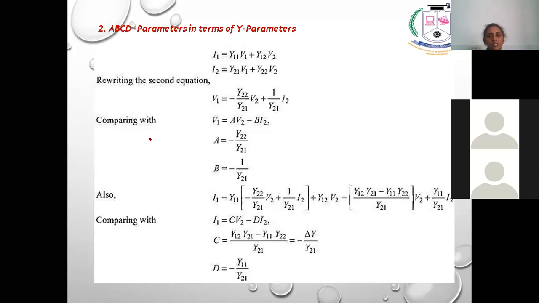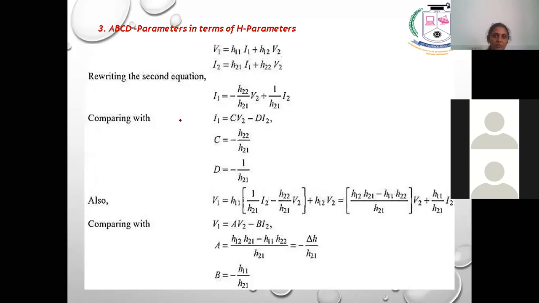Now substitute this value of V1 in first equation I1. I1 is equal to Y11 into V1 value plus Y12 into V2. Now rearrange this in terms of V2 and I2. And then compare this with the parameter equation. I1 is equal to C V2 minus D into I2. C is equal to, after comparing you can find C is equal to Y12 Y21 minus Y11 Y22 divided by Y21. So this will be the value for C. C is equal to minus del Y by Y21. And D value is minus Y11 by Y21.